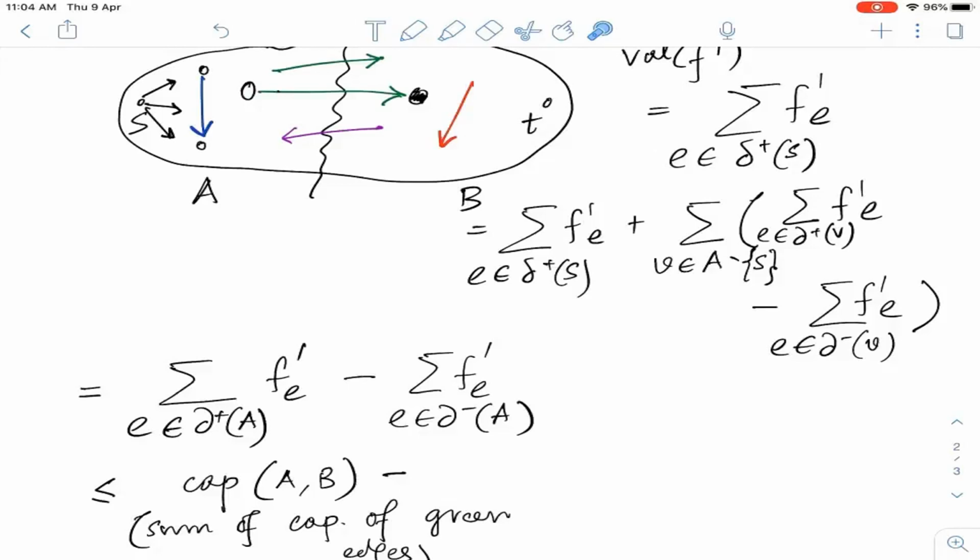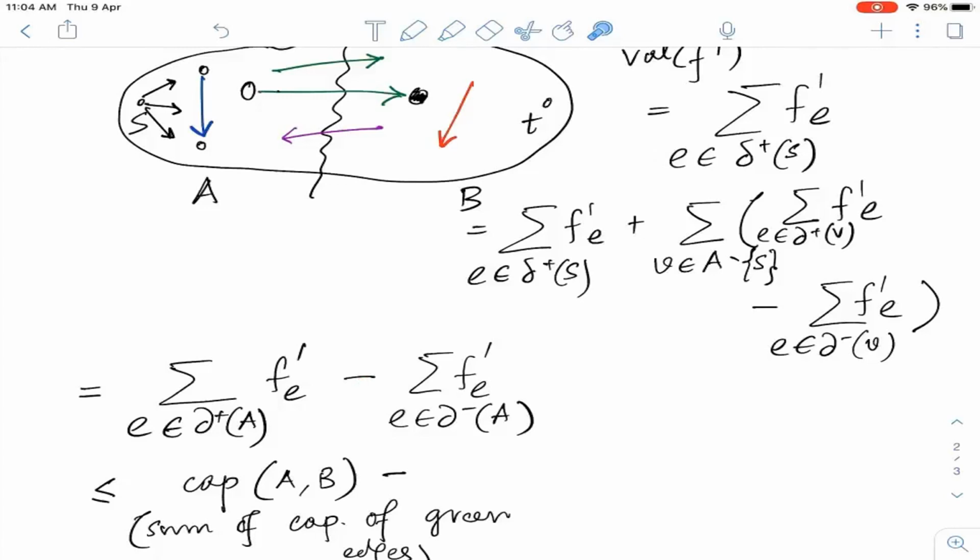We can remove it as the sum of capacity is always positive. No, this is just a flow, right? So there's no capacity here. Remember, there's a minus sign. I cannot replace this with the capacity. Then I cannot have less than or equal to, because this part is at most the capacity of these edges. But if I have a minus sign, then I cannot replace this with capacity.